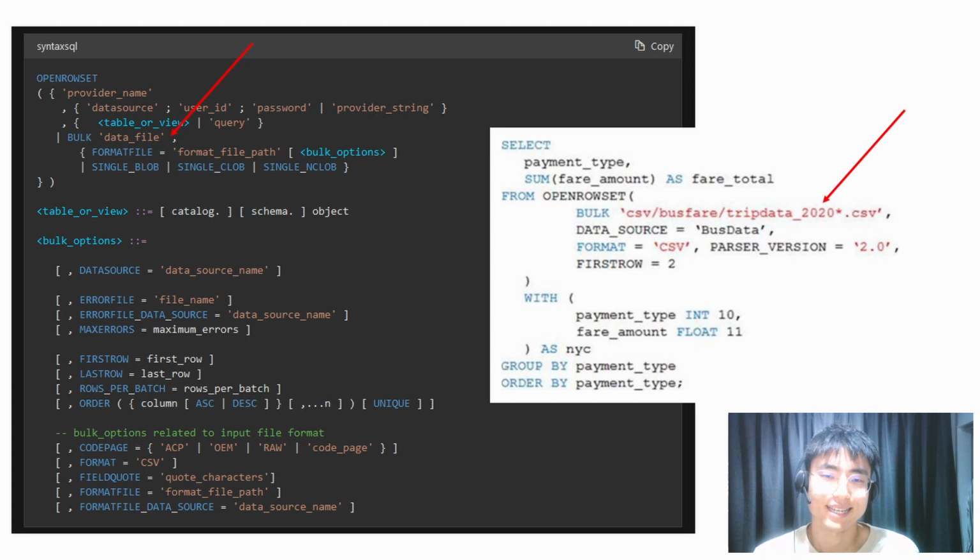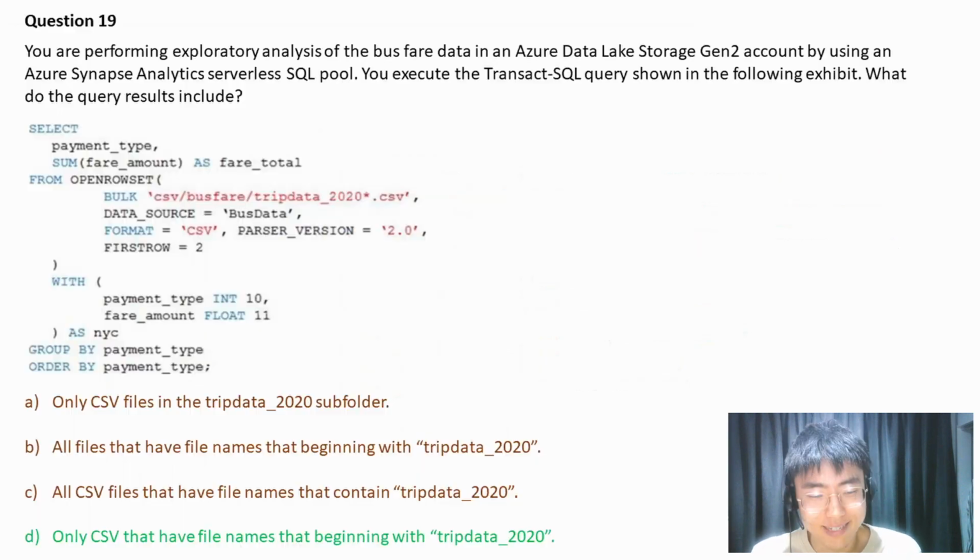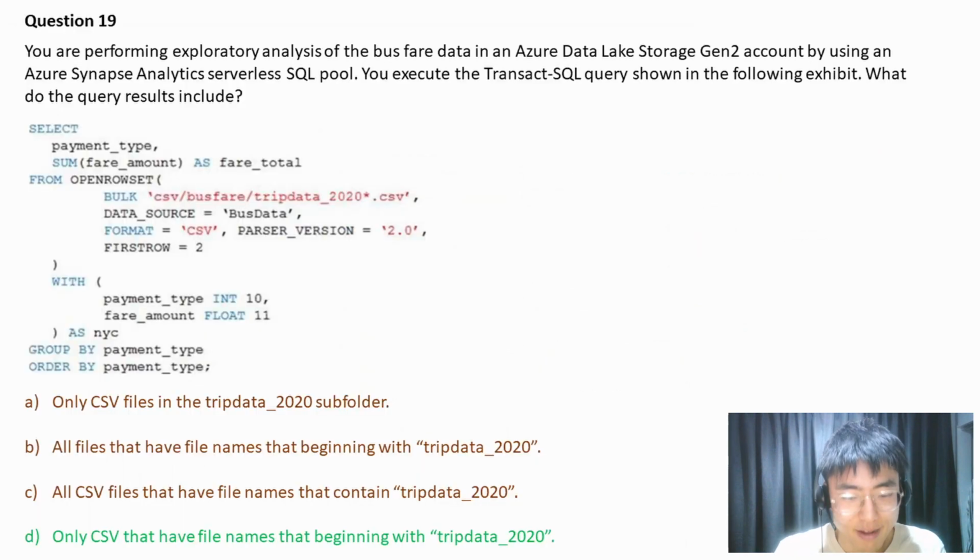So the asterisk is the key point here. What that does is it selects all the CSV files that start with tripdata2020 that are in the csv/busfare directory. So the correct answer here is D. Only CSV files that have file names beginning with tripdata2020.